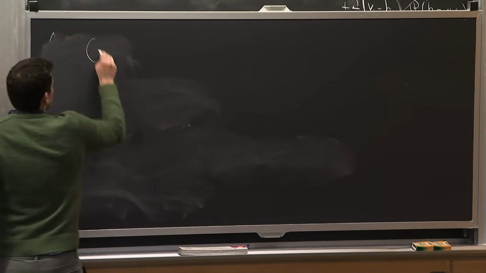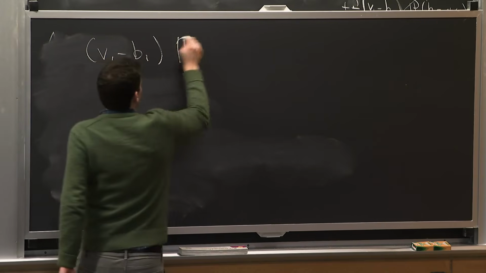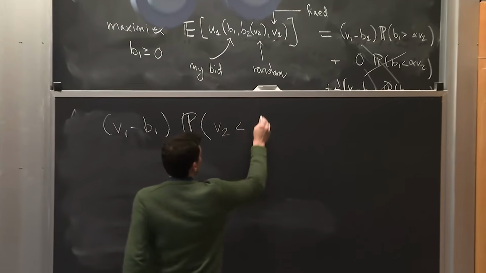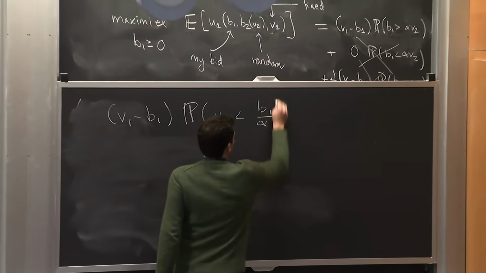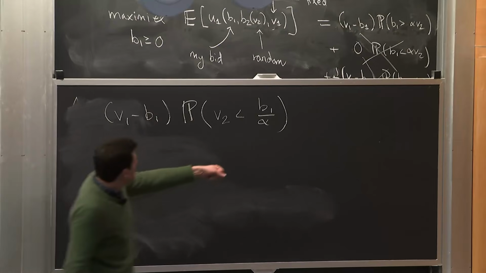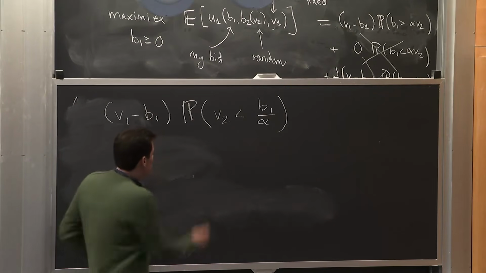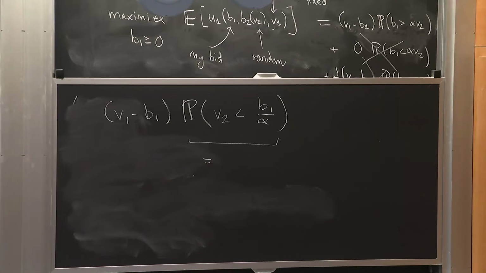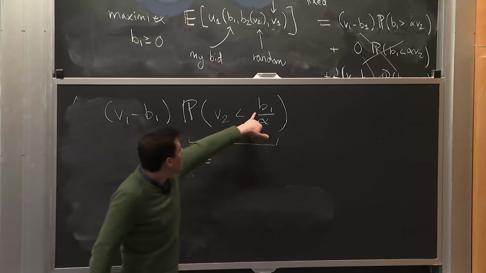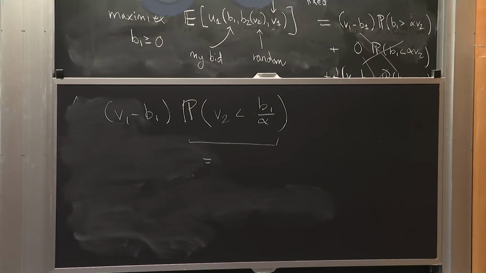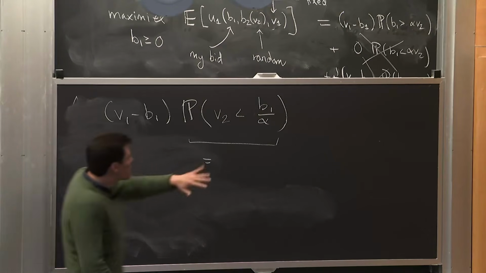Well, let's write this in a different way. We have V1 minus B1 times the probability. Well, the random thing is V2. So let's focus on V2. This is V2 less than B1 over alpha. But what is this going to equal for a uniform distribution? Yeah? B1 over alpha. Just B1 over alpha. We have to be a little careful that if B1 is bigger than alpha, then it could be 1. But it turns out we usually aren't that careful about that.